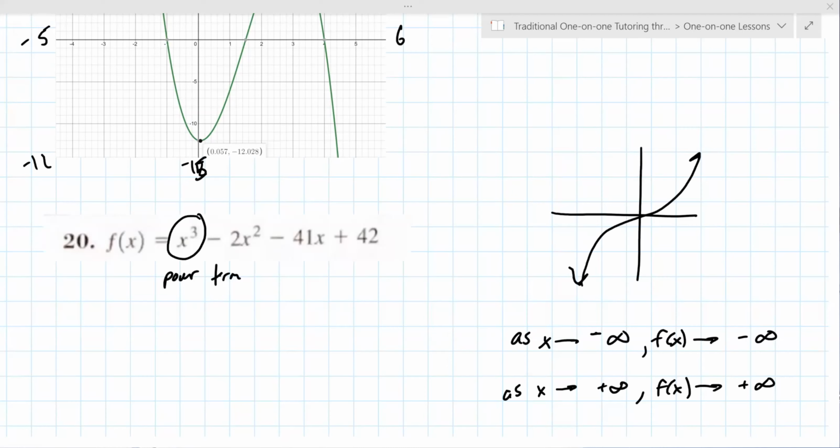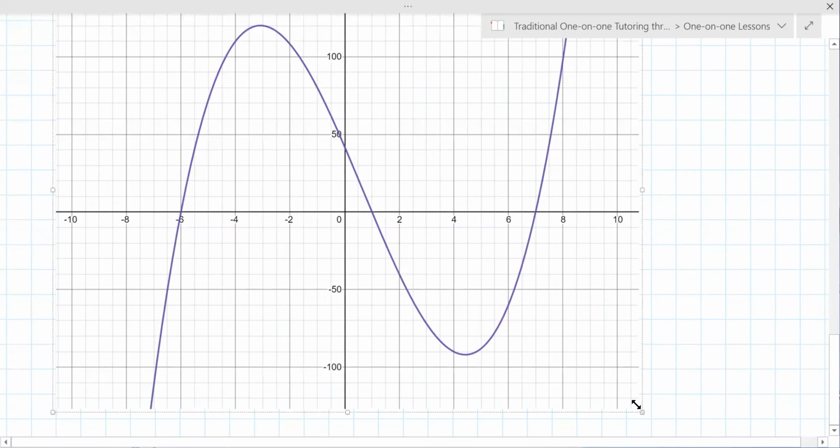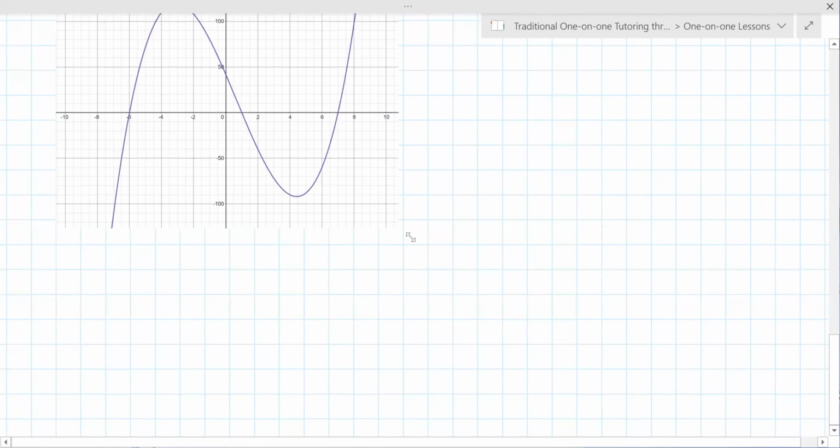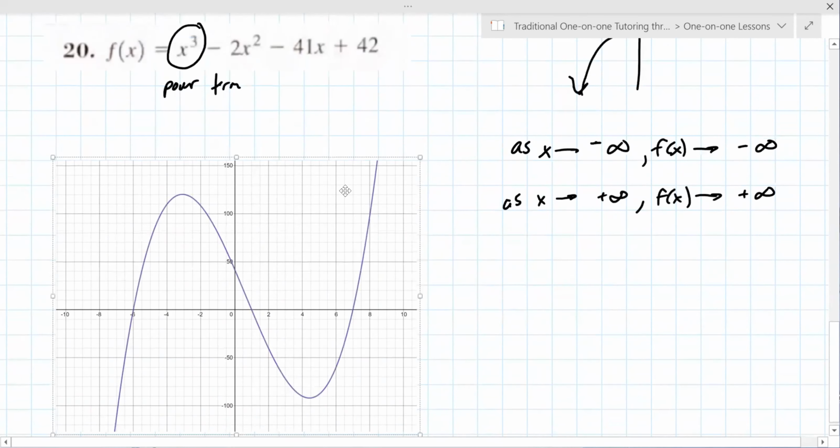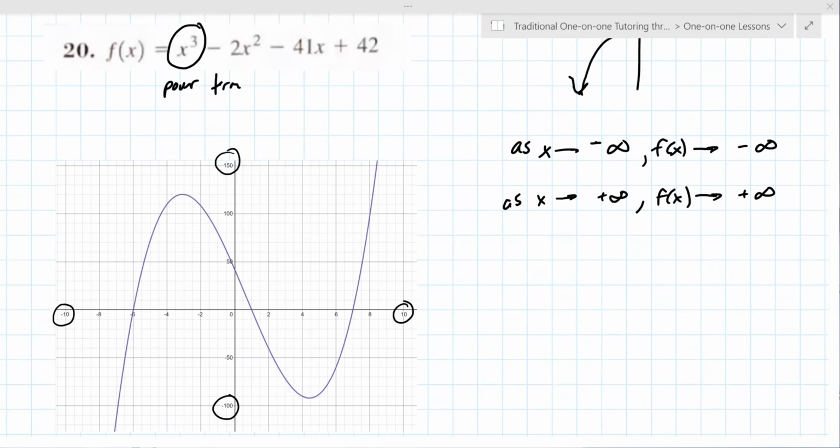Okay. So I got a decent window here to show you what this is. It's much easier to do with technology. Snip this in. So you can see here, x goes from like -10 to 10, y goes -100 to like around 150. And that gives you a decent window to see everything in. Got it.